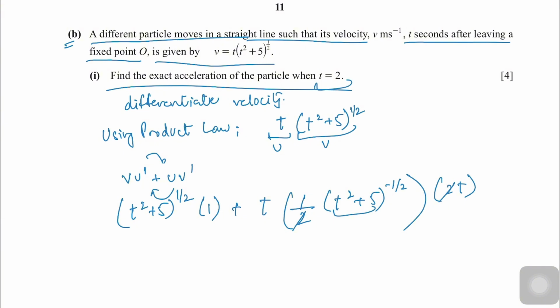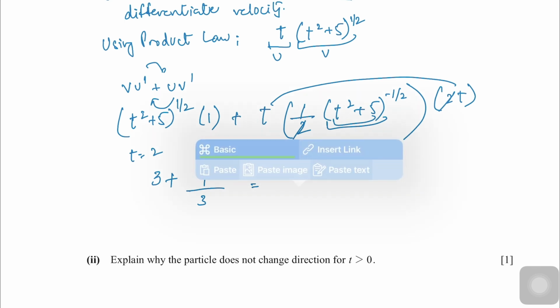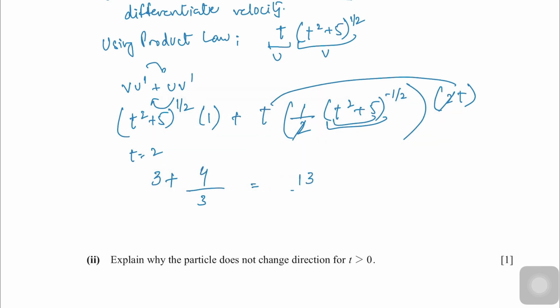Now we have t as 2, we'll be substituting t equal to 2 over here. So we'll be getting 2 squared is 4, 4 plus 5 is basically 9, 9 powered 1 over 2 is 3. And then t squared would be 4. And this is basically in the denominator, so this would be 3. So we'll be getting our final answer as 13 over 3. This is our final answer.